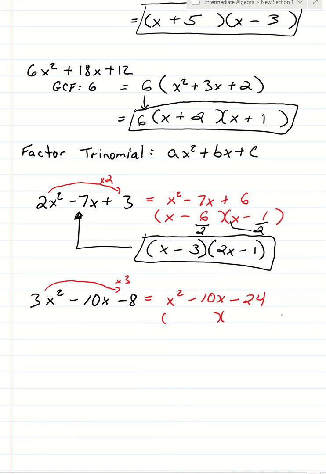Let's set up the parentheses. The factors of x squared, x and x. What do we know about the signs? Well, we know the signs have to be different, okay, because of the negative 24. So I'm going to put the plus sign and then the minus sign. And now we need factors of a negative 24 that add up to a negative 10. Well, there are a lot of factors of 24, okay, think about that. And which pair would add up to a negative 10? Well, if I have a positive 2 and a negative 12, that will work, okay?